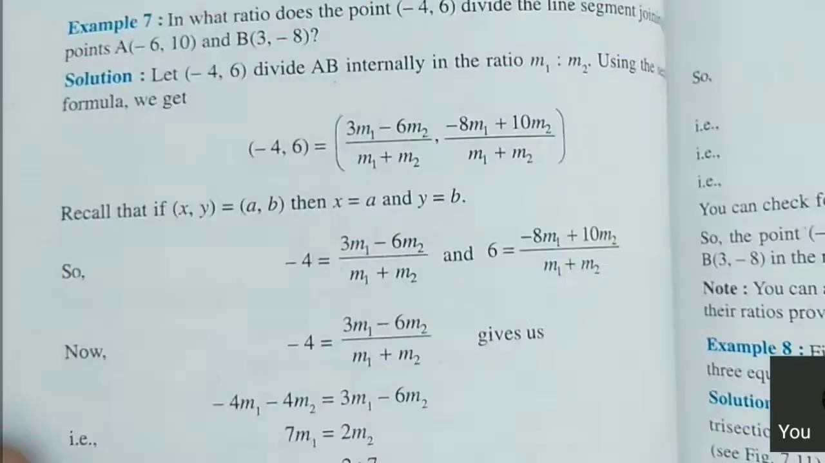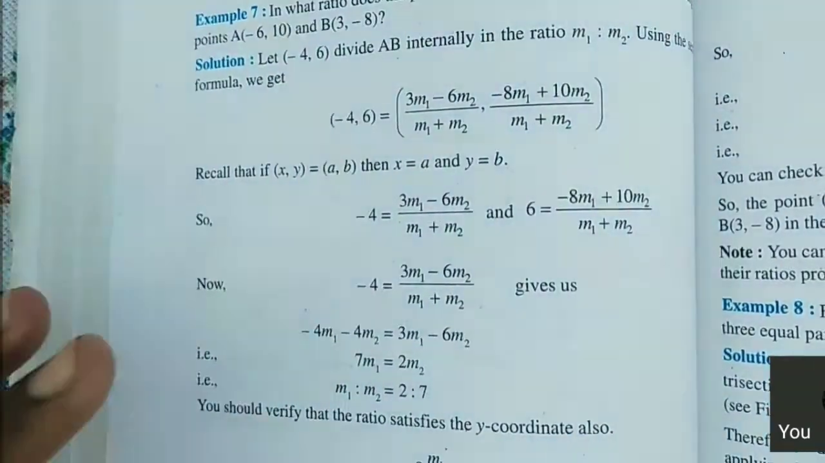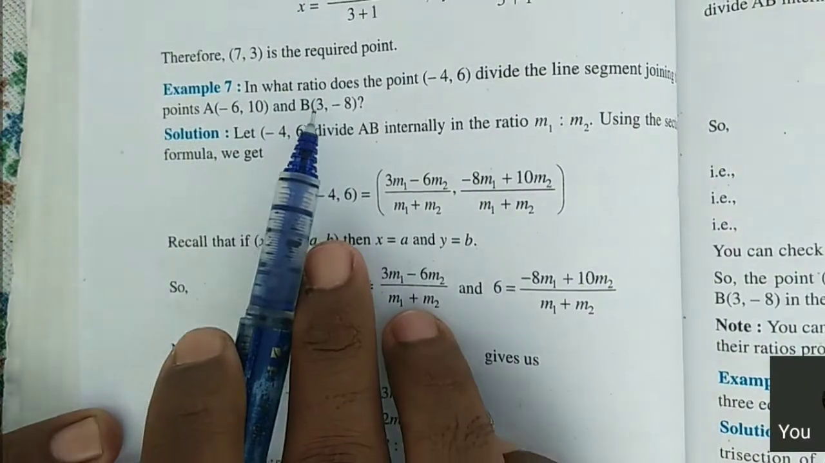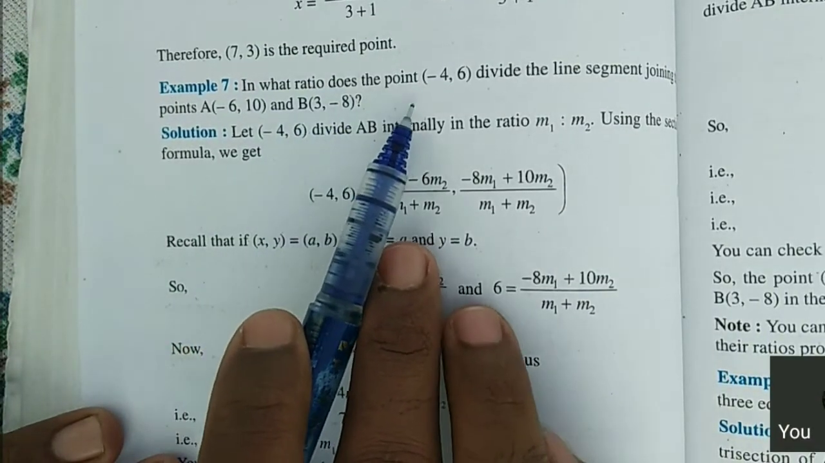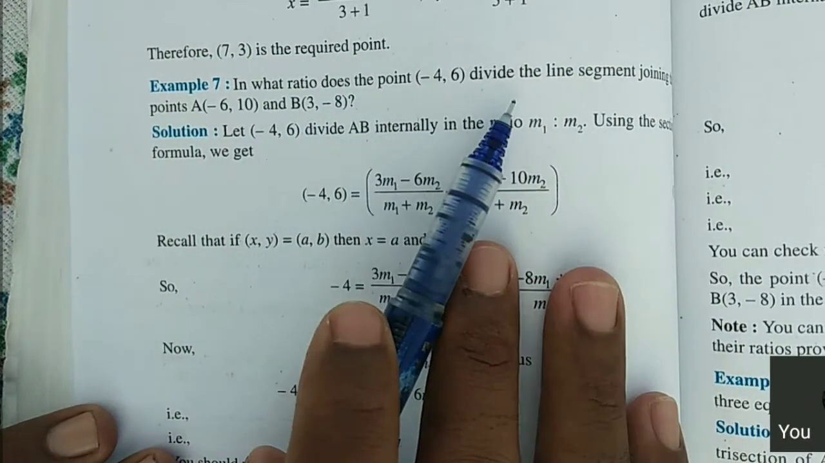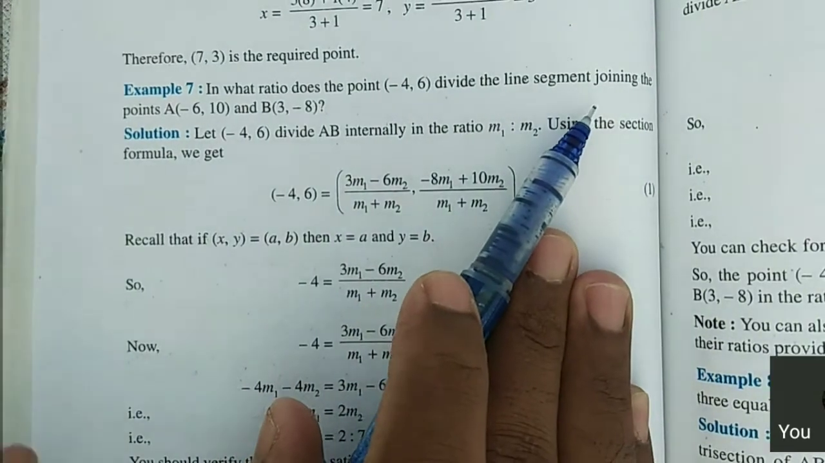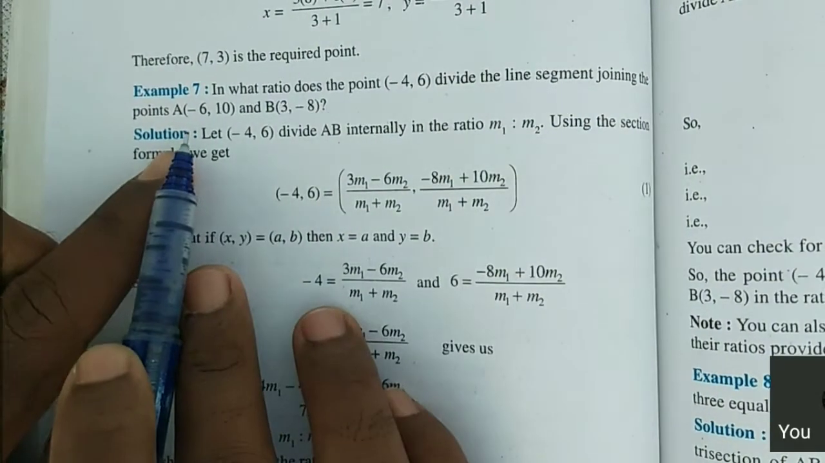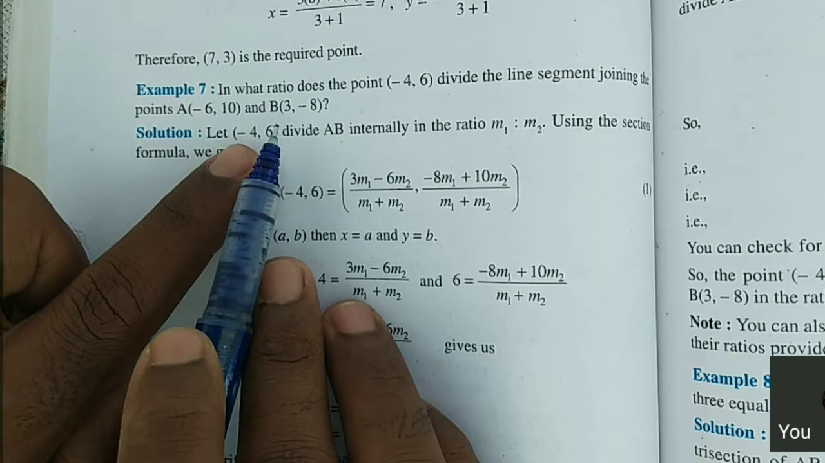Example 7, page number 164. In what ratio does the point minus 4 comma 6 divide the line segment joining the points A (6, minus 10) and B (3, minus 8)?